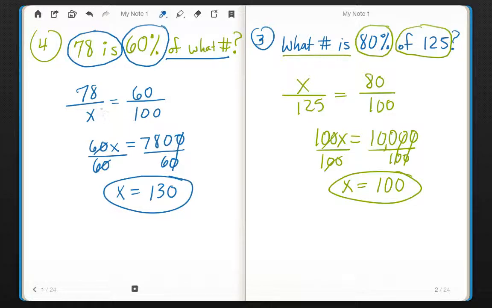So that's our of. Let's think about it. Have you noticed every time I've been asking you, does this make sense? Do that just to see if what you get is even close. Because if it's not, you put something in the wrong place. So 78 is 60% of 130. Does that sound about right? Because what would 50% of 130 be? 65, and this is a little bit higher. This is 78. So, makes sense.